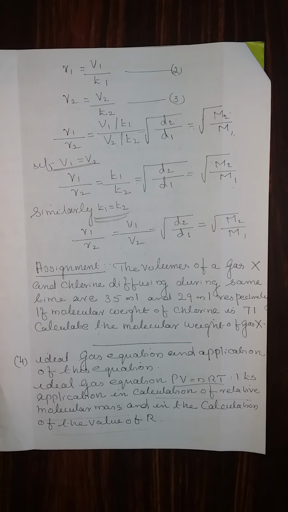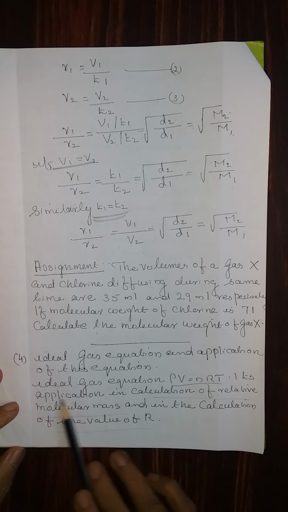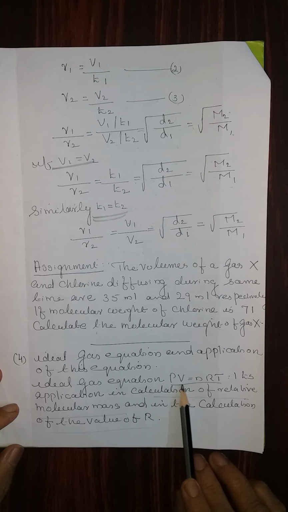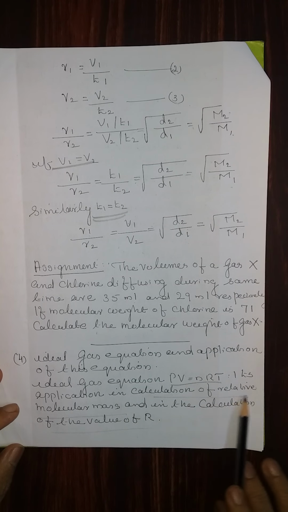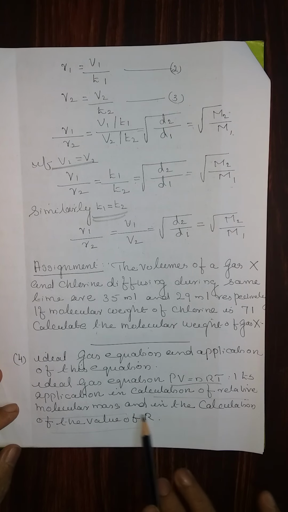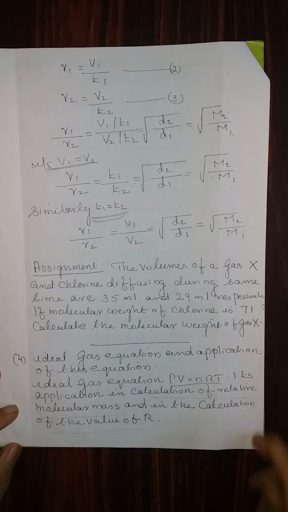Ideal gas equation and applications of this equation. Ideal gas equation derivation of PV is equal to nRT and its application in calculation of relative molecular mass and calculation of the value of R. This is the syllabus portion.